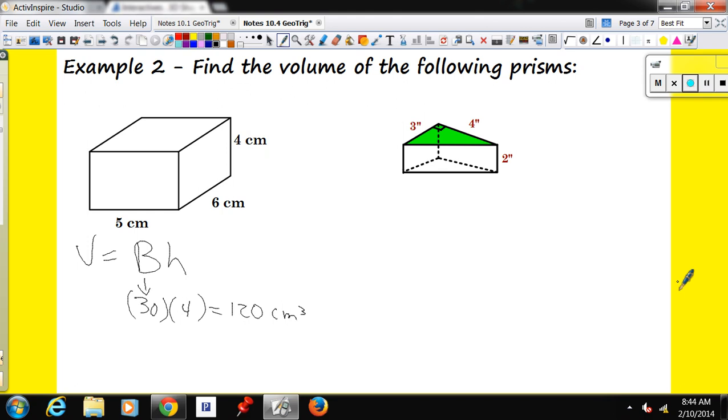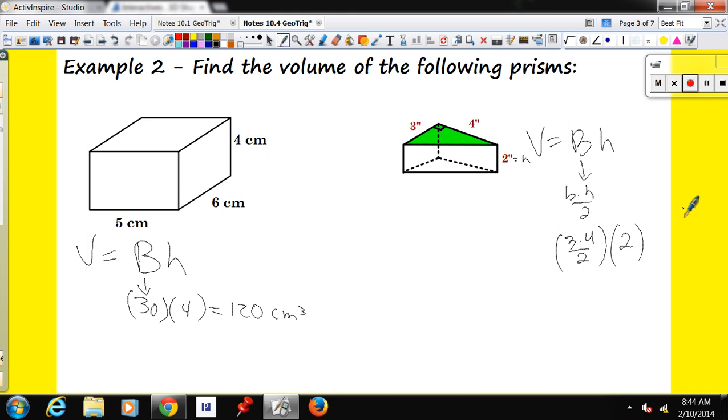Now, triangular prisms are a little tougher. Your formula stays the same. It's still big B times H, but how do I find the area of the base when the base is a triangle? How do you find the area of a triangle? Base times height over 2, so it's going to be 3 times 4 over 2. And then my height is still 2. This is my H right here.